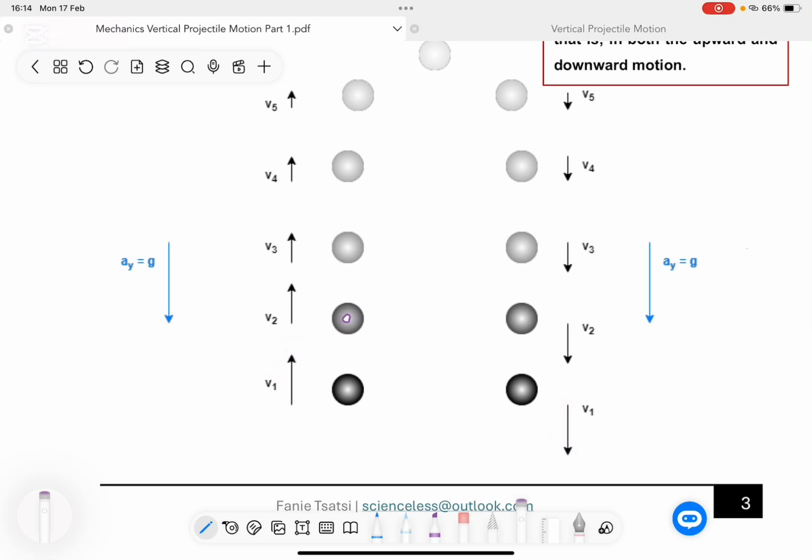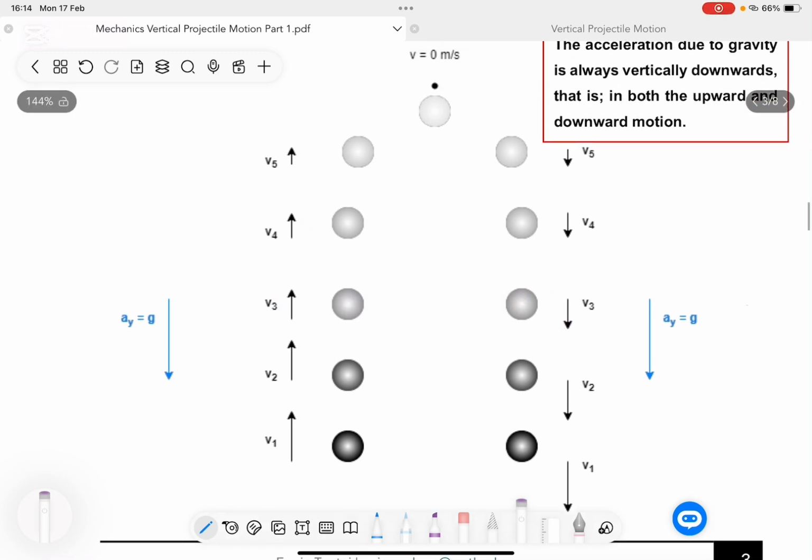Even when it gets to this point, you'll find that the speed here will be the same as the speed when it goes down. When it gets to this position again, the speed that it has when it goes up will be the same as the speed when it goes down, and so forth until it reaches the maximum position, where actually we just have a 0 because it stops for an instant before it actually returns downwards.